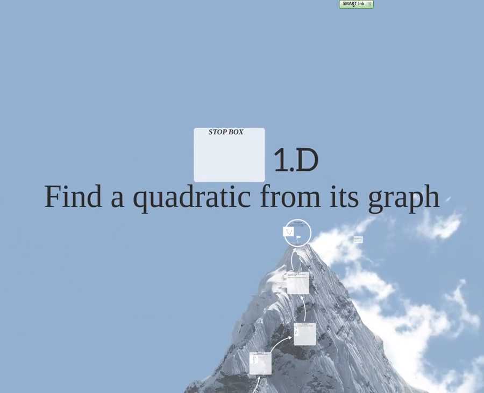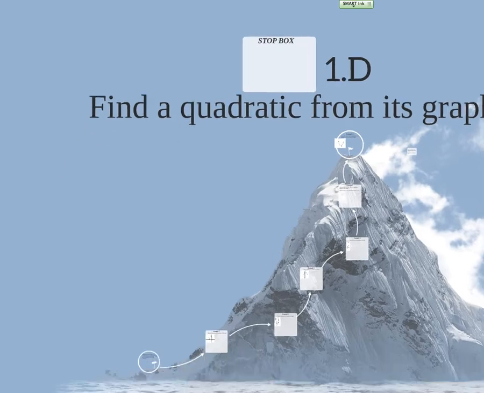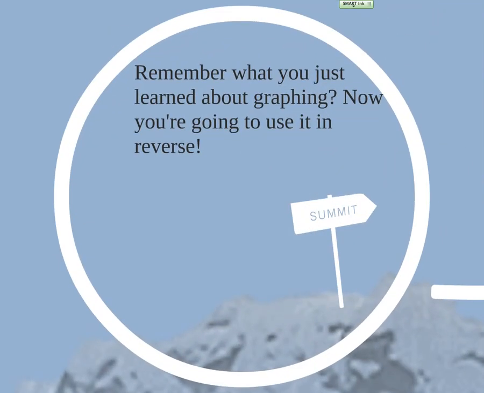Find a quadratic from its graph. So we spent pretty much the rest of this week working on graphing and how we can take an equation and graph it. We're going to be doing that in reverse today. So that's pretty much what this next slide says. We're going to use it in reverse. So I'm going to write some stuff on the whiteboard so that we can keep it up the entire time as we go through these notes.